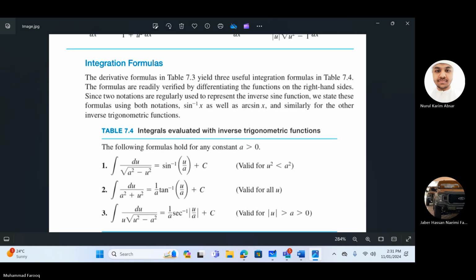Third option. If your integration question looks like this, function square first, then minus constant square, with u outside, this is equal to 1 over a, secant inverse u by a, with absolute value. Anyway, this formula sheet is with you in the exam. No worries. Just match your question to which format it fits, and copy paste the answer.